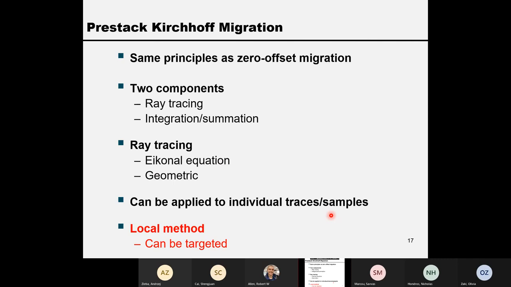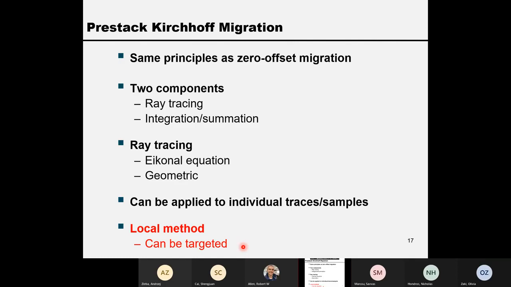Straightforward. And this one also can be targeted. That means we calculate trace by trace, but in the model space, we only focus on the small portion of the model which we want to focus on, which we want to analyze. So anything far away from this targeted portion, you can simply ignore. That means you save a lot of time.